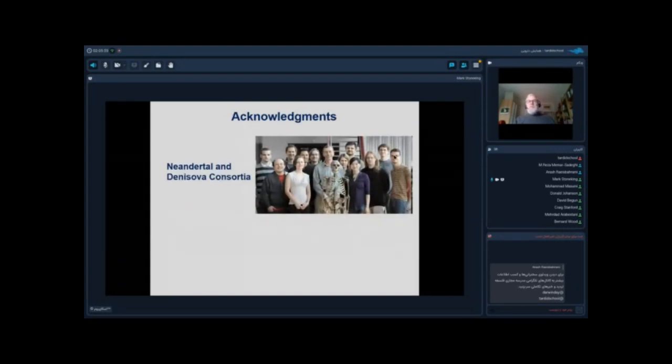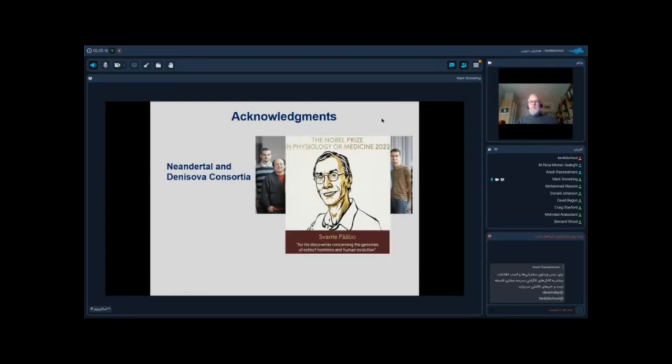So I'll end with the acknowledgements. The work that I talked about on Neanderthal and Denisovan genomes was the work of a great many people from a great many institutes. These are the main players at the Max Planck Institute for Evolutionary Anthropology in Leipzig, and the fearless leader, Svante Pääbo. As you probably know, Svante was awarded the Nobel Prize last year for his discoveries concerning the genomes of extinct hominins and human evolution. And I think it's just a great acknowledgement of the importance of ancient DNA and human evolutionary studies for not just medicine and physiology, but for evolutionary genomics and for humans in general.